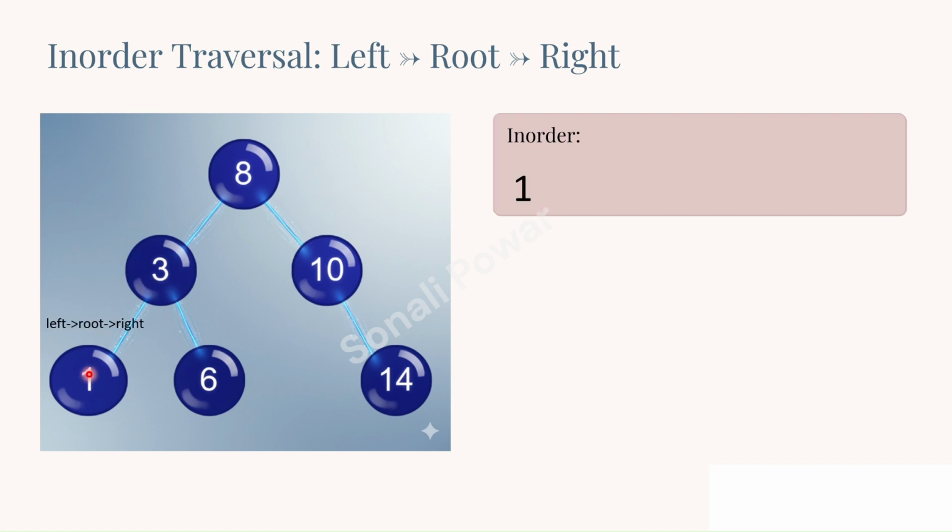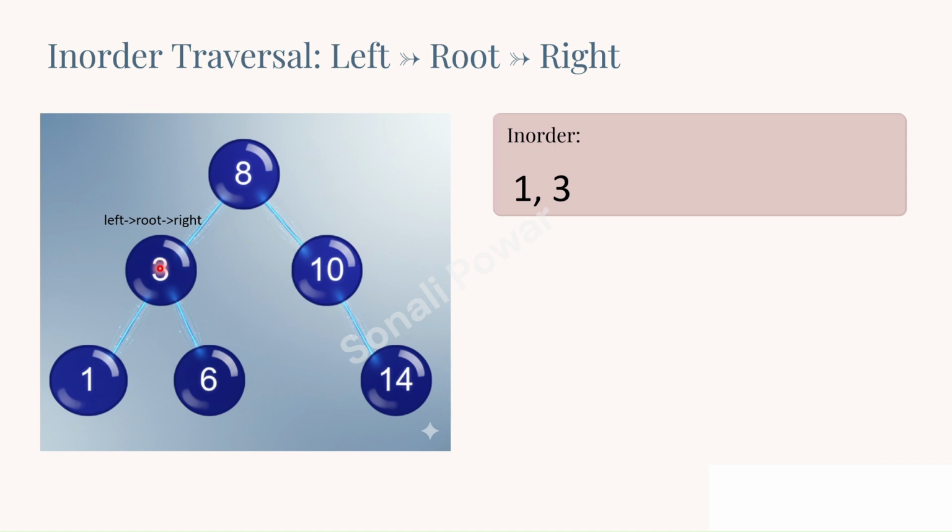Now for the 1, what they said is that you can go to the left, then only you can visit the 1, but there is no element to the left side of the 1, so we will print the 1, or we can say we will process the 1. After that we can go to the right side of the 1, but there is no element to the right side. So we will come to the 3.